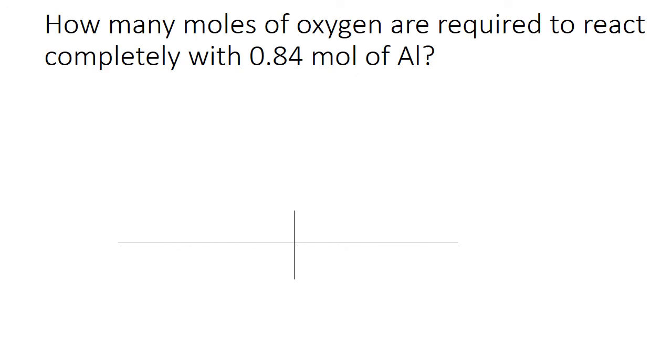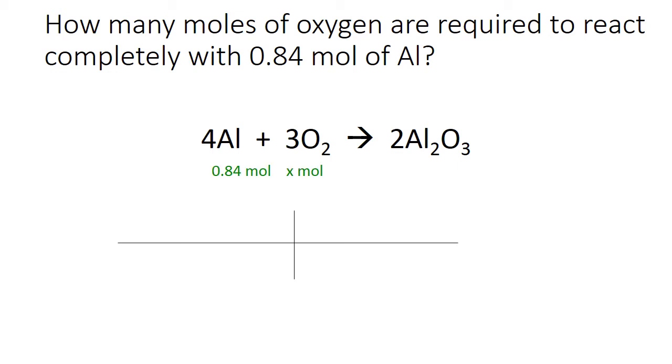In this example, we want the number of moles of oxygen that are required to react completely with 0.84 moles of aluminum. So we have our same balanced equation. We look at what we're given and what we want to find. We're given 0.84 moles of aluminum. We want to find how many moles of oxygen we have. So that means we're going to be using the mole ratio of oxygen to aluminum. But we start with what we're given, 0.84 moles.